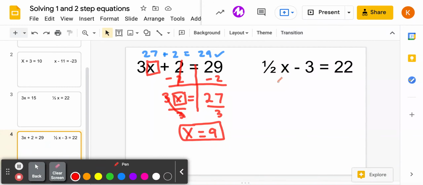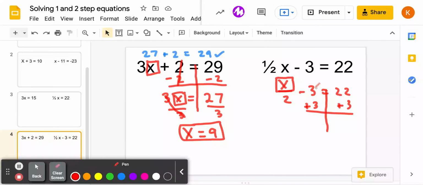Little uglier. If you remember from the last video, another way to write 1/2 x is x over 2. So I'm just going to rewrite this and think about it. Isolate the variable. Step number 1, get rid of all the addition or subtraction first. I see a subtraction of 3. Undo that by adding 3 to both sides. So I now have x over 2 is equal to 22 plus 3, which is 25.